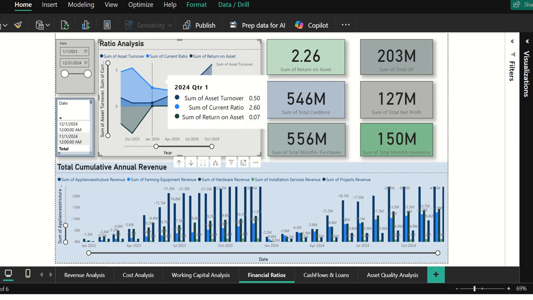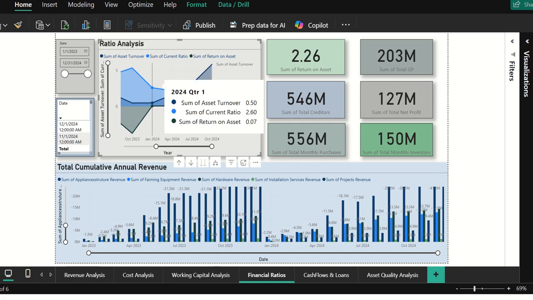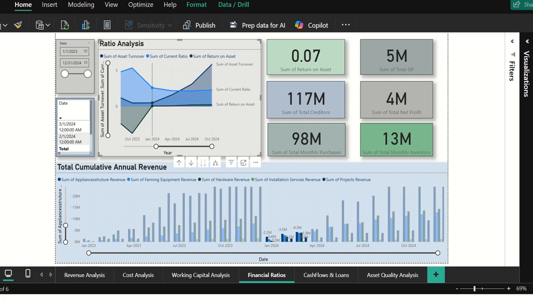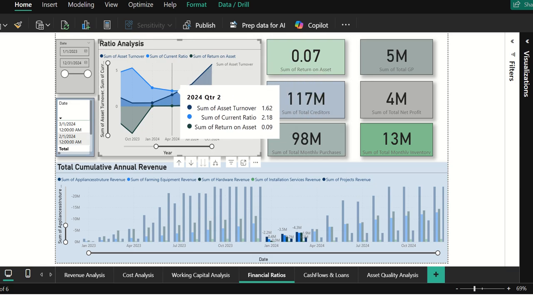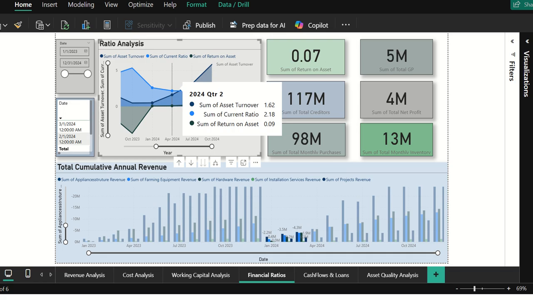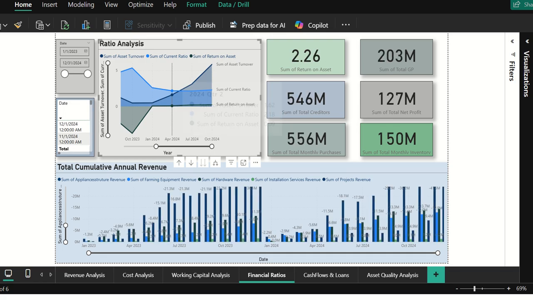Quarter one, we had an asset turnover of 0.5, current ratio 2.6, return on assets 0.7. And if you look on the right hand side, you have what your total return on asset is, your total GP, your total creditors, your total net profit, what you're holding in monthly inventory, and what your monthly purchases were. Let's take for another example this period where you have a different type of scenario of a current ratio. What happened then?